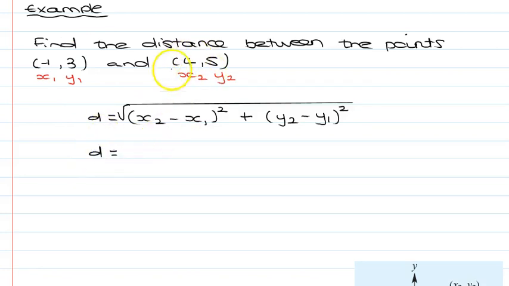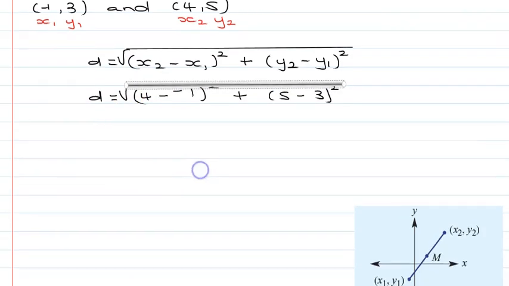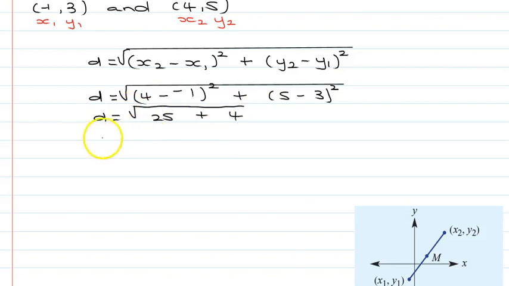So x2 we can see is 4, so 4 minus -1, which of course becomes a plus, squared, and then I'm going to do y2, which is 5 minus 3, and square that, and don't forget obviously we're going to square root that. Now let's just work that out. So 4 plus 1 is 5, 5 squared is 25, I'll put that down. And plus 5 minus 3 is 2, 2 squared is 4. And of course that will be then square rooted. So D becomes the square root of 29.